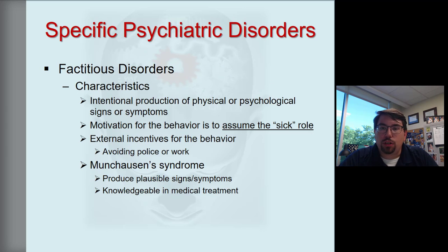Factitious disorders are sometimes confused with somatoform disorders, but they're characterized by three primary characteristics. The first is an intentional production of physical or psychological signs and symptoms.